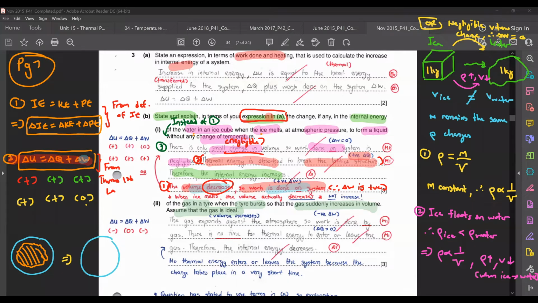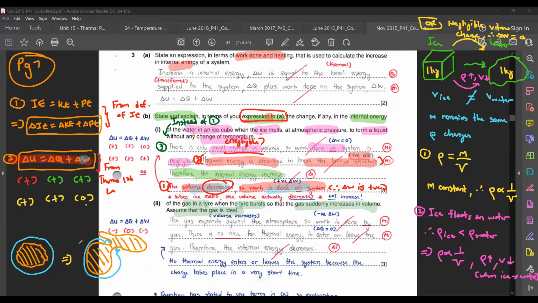Say maybe something like this. There's a hole here, because your tire suddenly bursts. So now your gas that is originally contained inside your tire will start to escape. So this is what's happening to your air inside your tire right now.